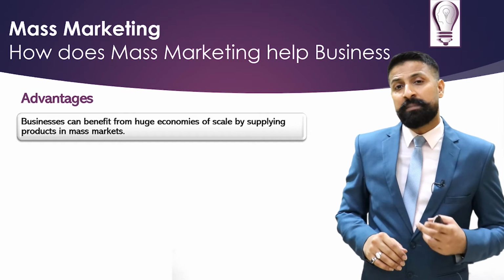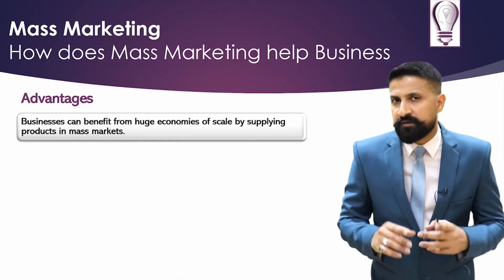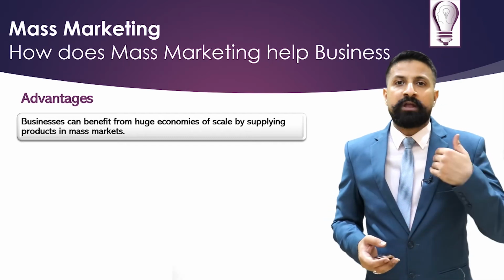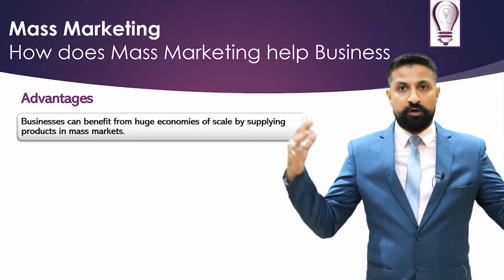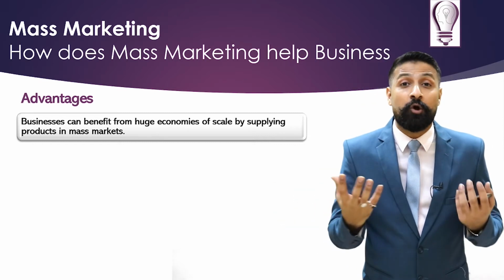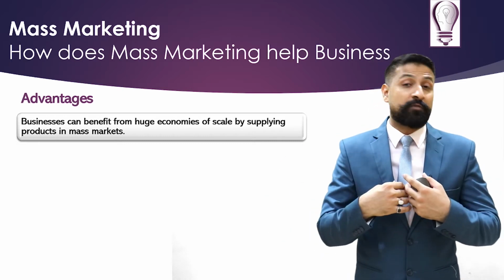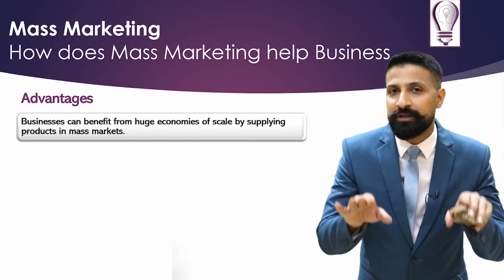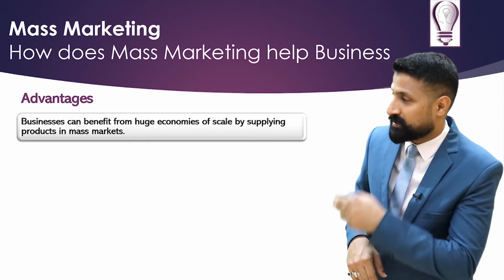Basically, business can benefit from economies of scale. Yes, economies of scale. If you remember what's called economies of scale, in easiest wording, I would explain it: when your output is increased, your average per unit cost goes down because of mass production. So in mass marketing, businesses basically enjoy economies of scale. Why do they enjoy? Because the market is huge. Potential number of customers are huge. So businesses gain the advantage of reduced per unit cost. Getting my point?